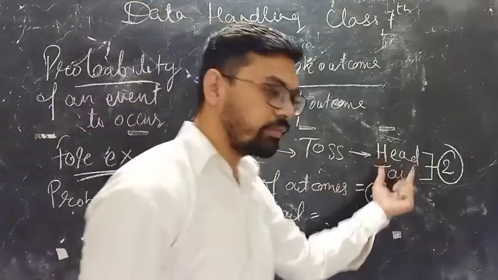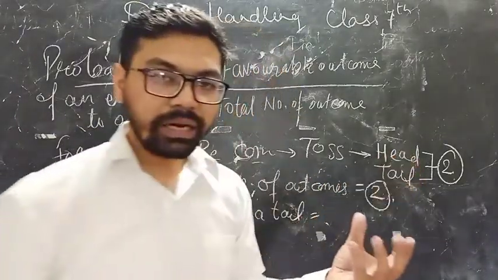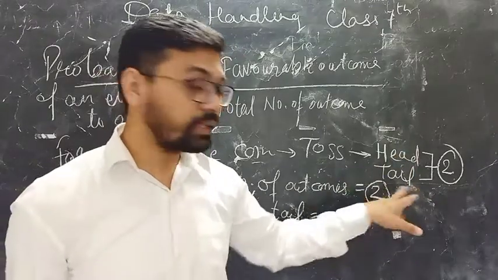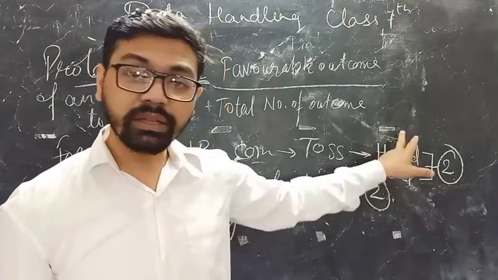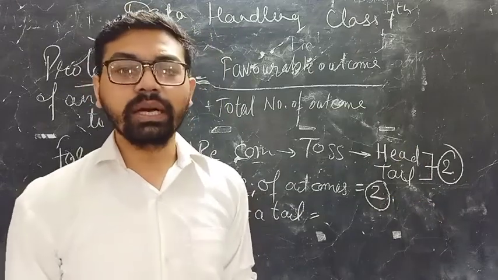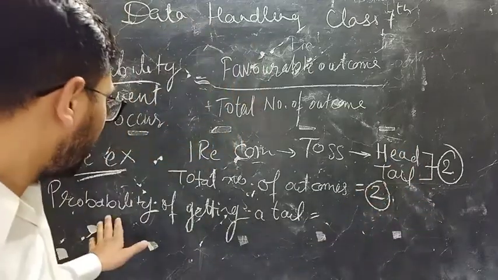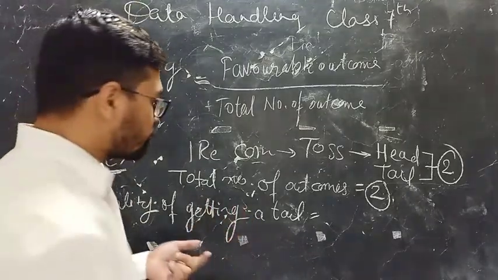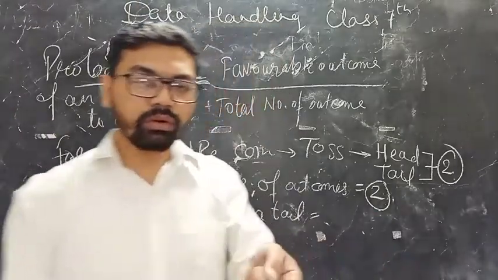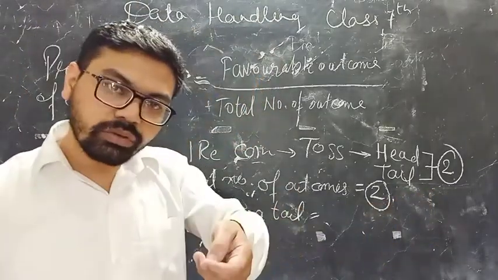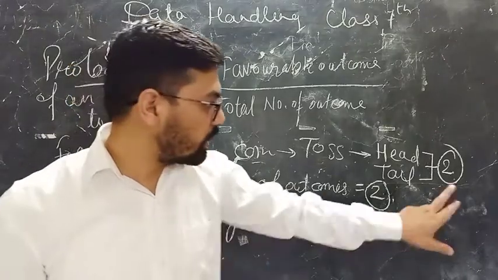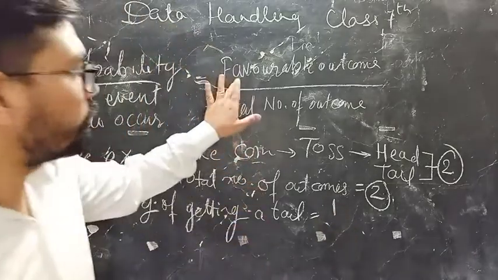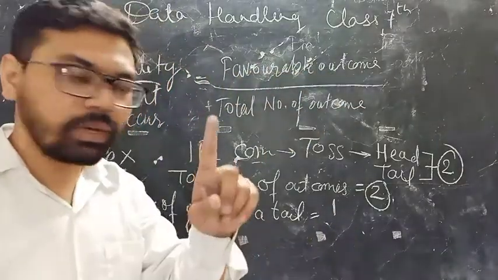So what is this? These are events. Occurring of head is an event. If head comes, that means that is an event. If tail comes, that means that is an event. That means how many events are there? 2. You can call them outcomes or events. Probability of getting a tail. Now getting a tail is one event. So if you toss a coin once, how many times can a tail come? Only once. That means 1. So the favorable outcomes, how many times can it come? Only once.